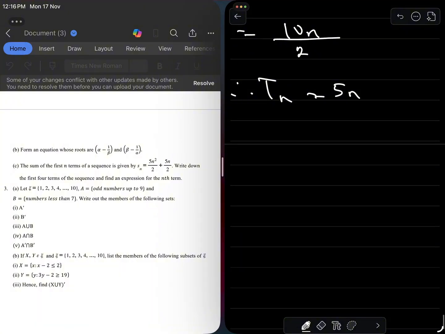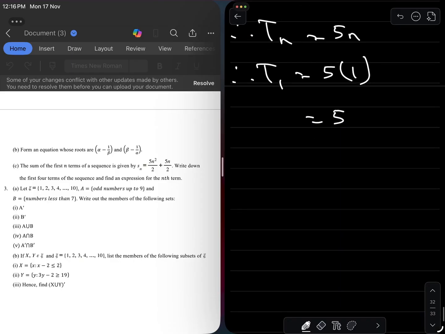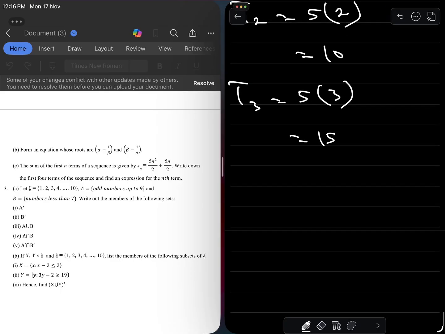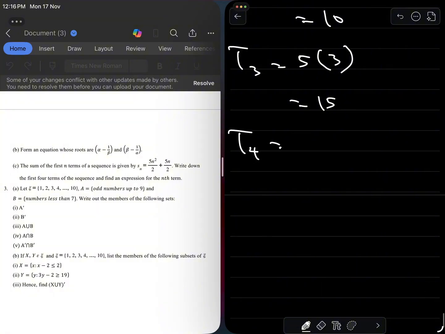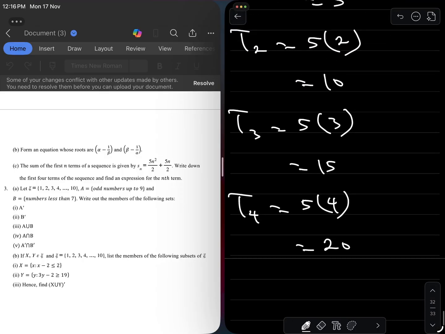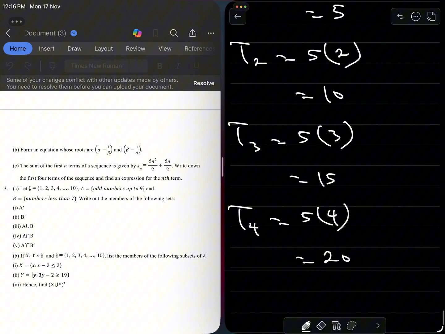Now we can find the first 4 terms. T1 will be 5 times 1, which is 5. T2 will be 5 times 2, which is equal to 10. T3 will be 5 times 3, which is equal to 15. And T4 will be equal to 5 times 4, which is equal to 20. And that is it, very, very simply.